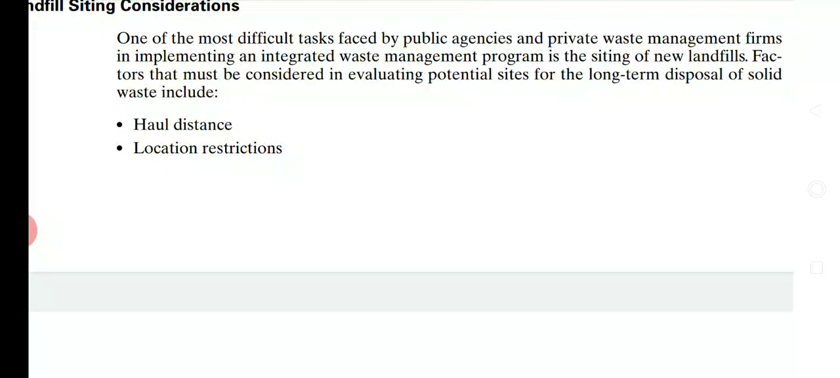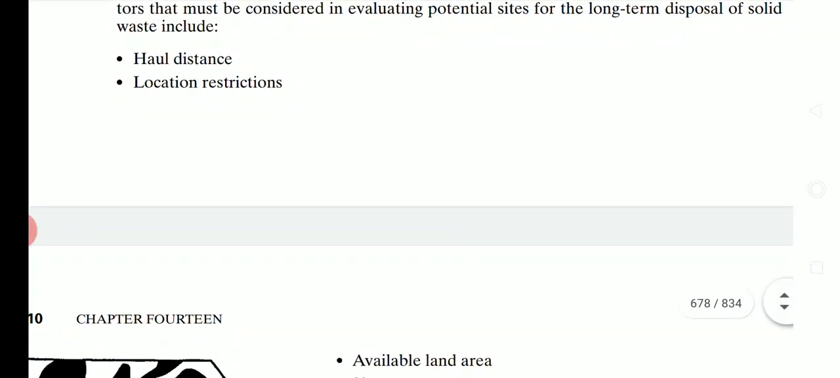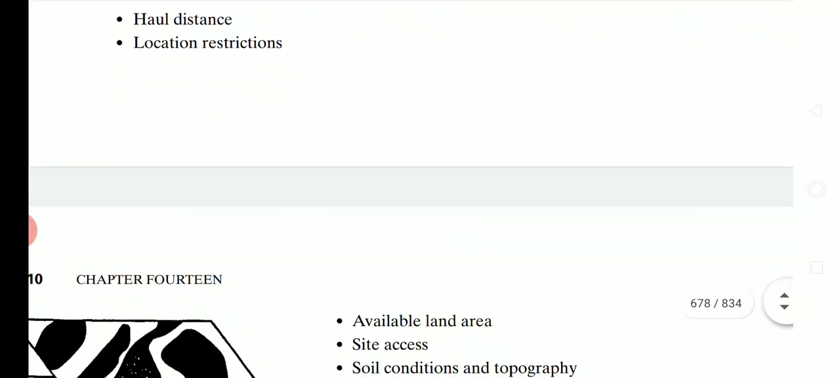Location restriction. So what is this location restriction? Like near the airports or near the railway stations, near the bus stands, we are going to avoid these landfills because of the public. Okay, so that location should be avoided.